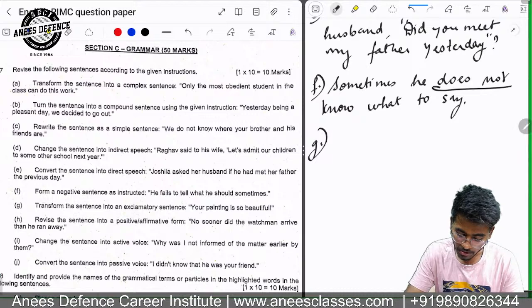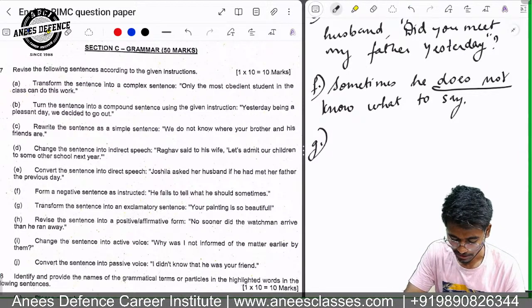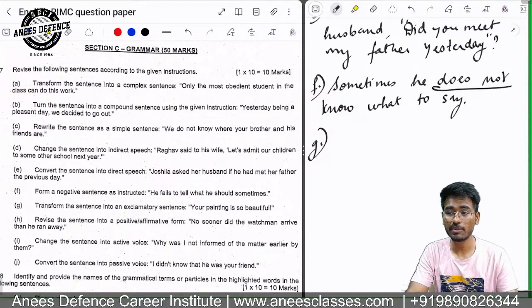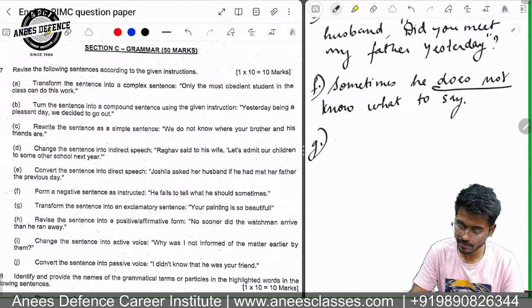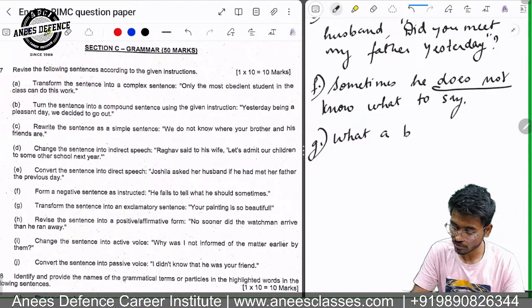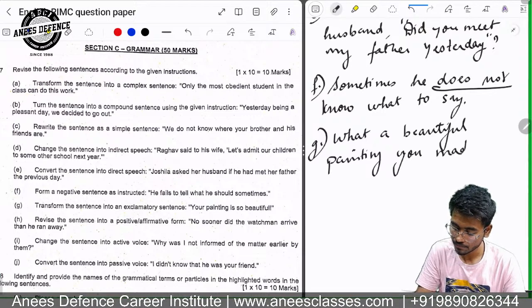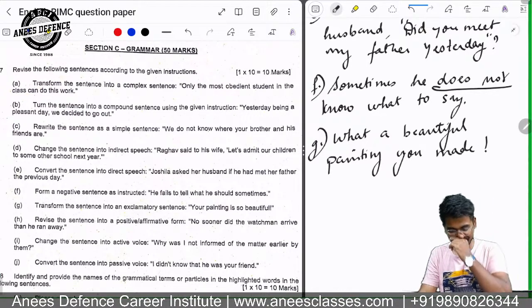Transform the sentence into an exclamatory sentence. Your painting is so beautiful. Now this, your painting is so beautiful. You need to convert this statement into an exclamatory sentence. You can also write this statement as, what a beautiful painting you made. Exclamation. This means one and the same, right?